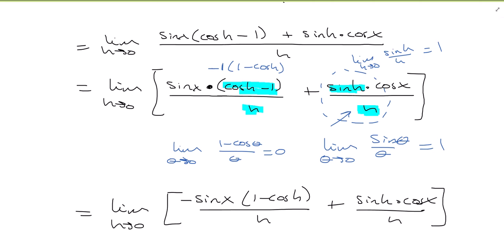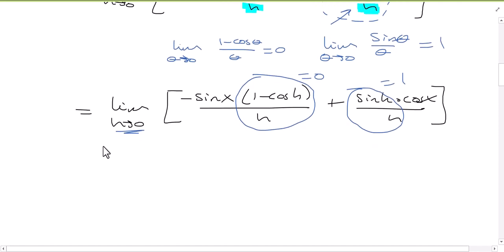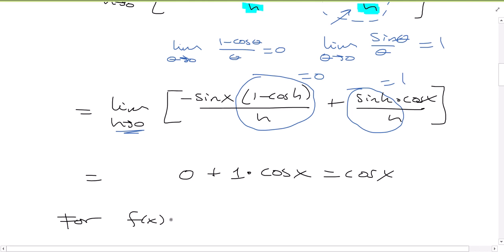And now when I take my limits, I can see, oh, as h goes to 0, this limit is 0, and this limit, we already wrote it up there, is equal to 1. So what are we left with? As h goes to 0, this becomes negative sine x times 0, so that's just 0, plus 1 times cosine x. So we just get cosine x. So this tells me that for f of x equals sine x, the derivative is cosine x.